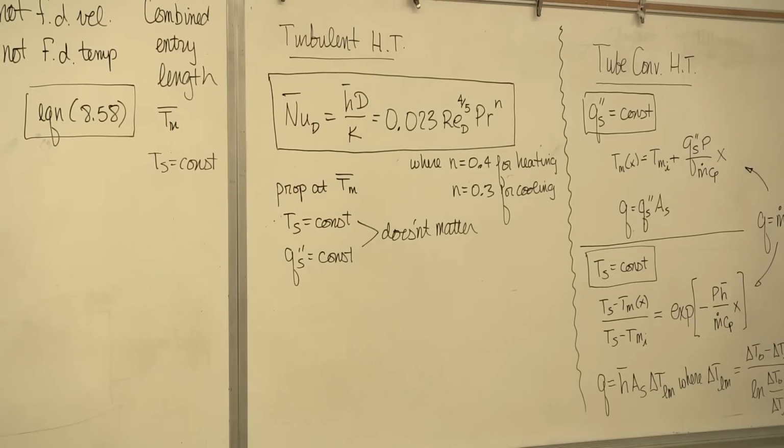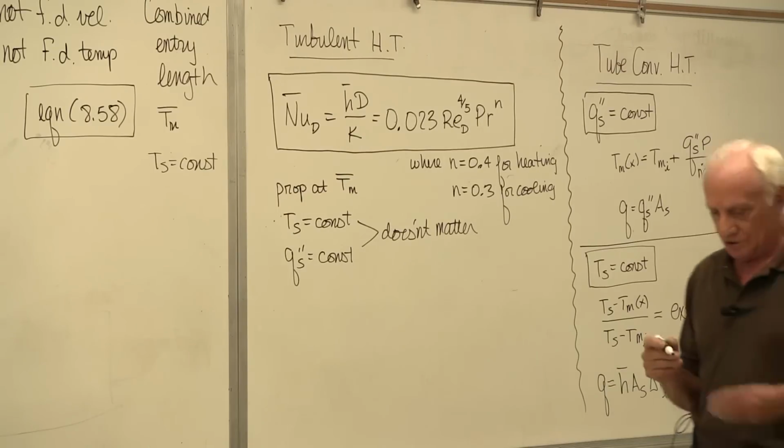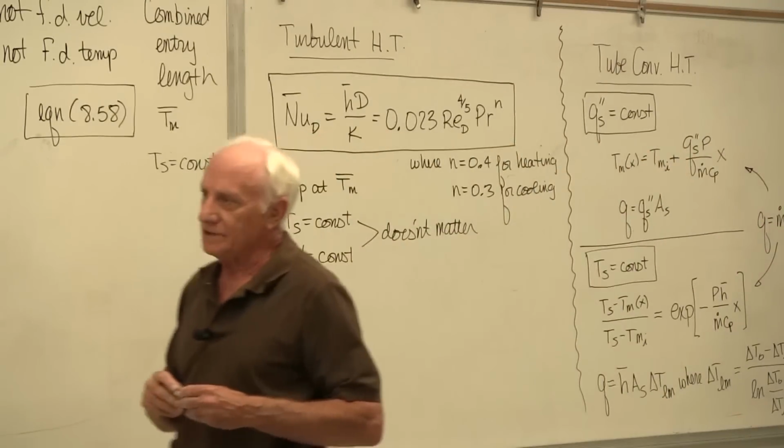You don't need to ask the question, is the tube surface temperature constant or is the tube surface heat flux constant? You don't need to ask the question. One equation handles both. Because turbulent flow is such a mixing phenomenon, it really doesn't matter what's kept constant, as opposed to laminar flow, which is not serious mixing. So in laminar flow, you have to ask the question.